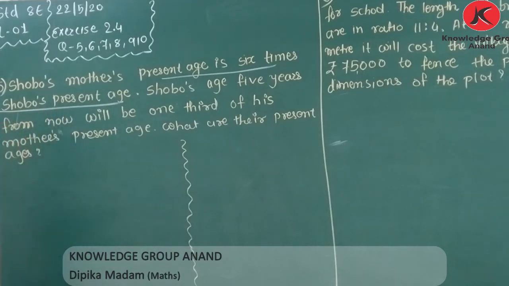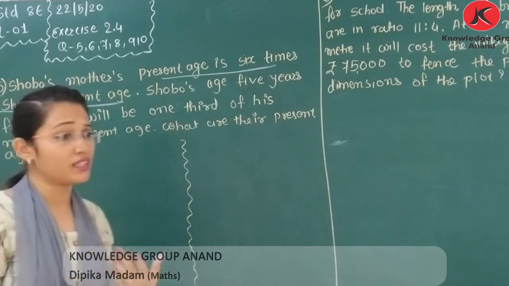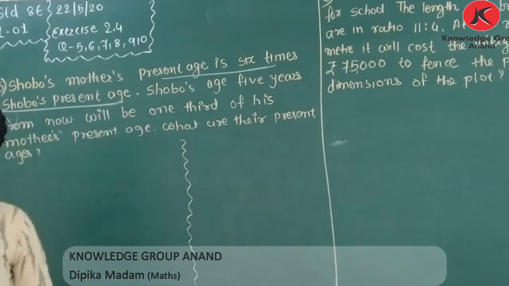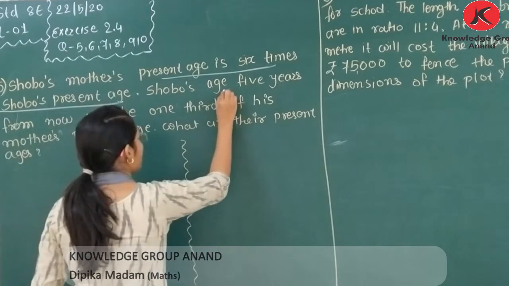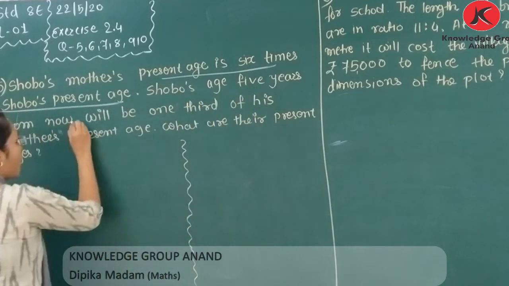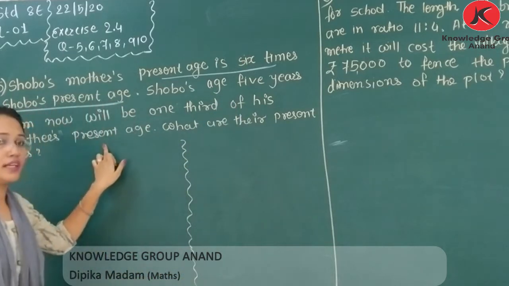We don't know what is the present age of Subhu, but whatever Subhu's age will be there, his mother's age will be 6 times Subhu's age. Now next statement is Subhu's age 5 years from now will be 1/3 of his mother's present age.